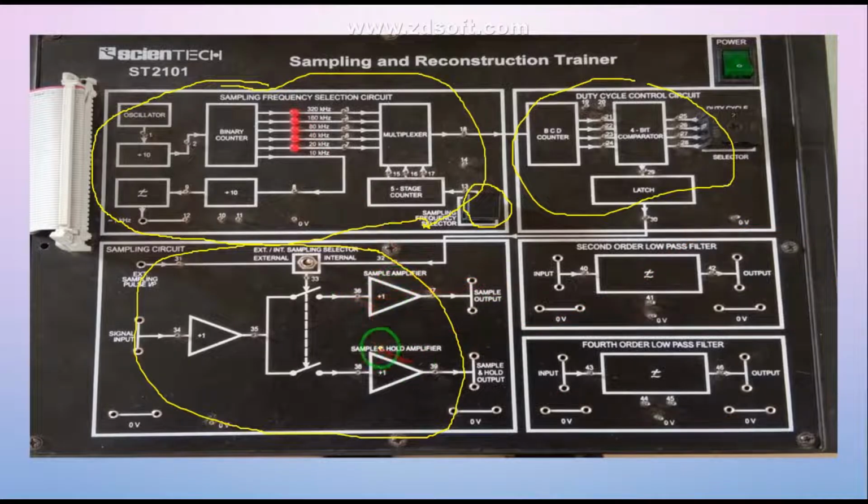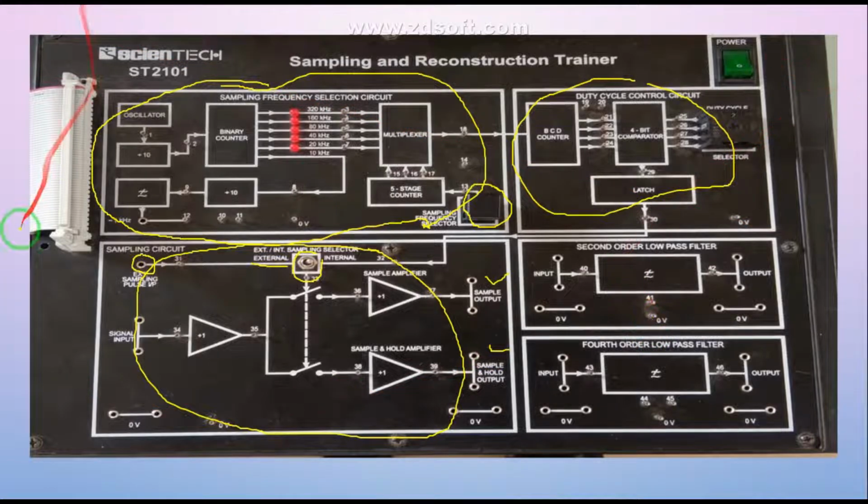Natural sampling and your sample and hold. What we are going to do is this: this is the switch, you can take it as internal sampling pulses, or when you make this switch to the left-hand side, that is to external, you can apply an external sampling signal over here also. So you can have two outputs, that is natural sampling at this test point and the sample and hold output at this instant.